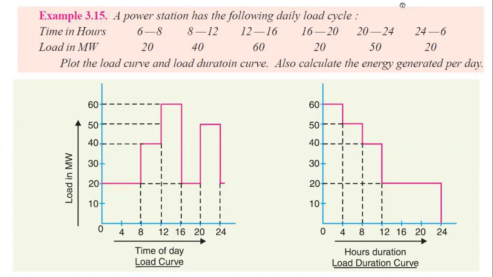A power station has a daily load curve given from 6 to 6, a total of 24 hours of load distribution. So plot the load curve and also the load duration curve. It's a very easy problem. From 6 to 8, 8 to 12, 12 to 16, 16 to 20, 20 to 24, and 24 to 6. Basically we started from 0, that is midnight 12, and 24 also represents midnight 12, so a total of 24 hours.